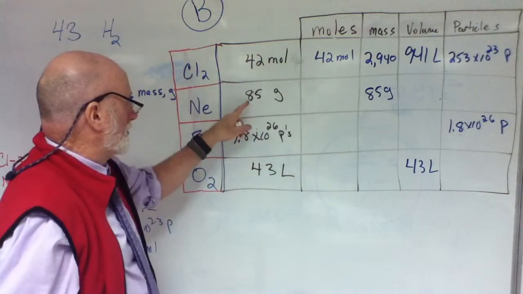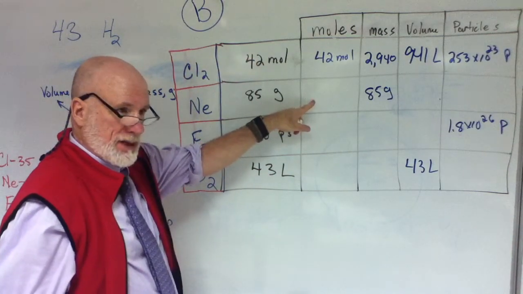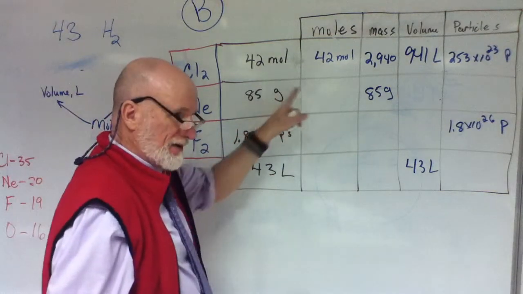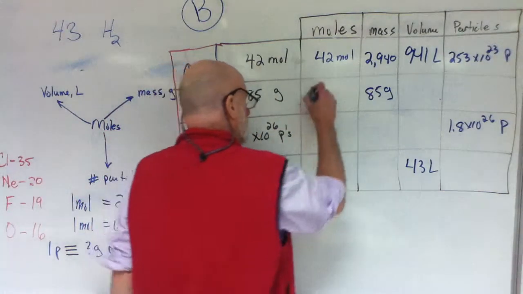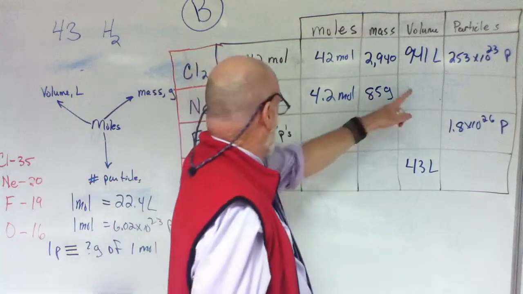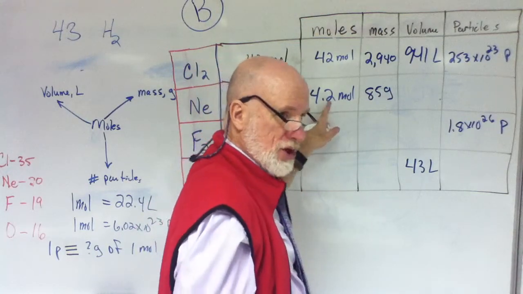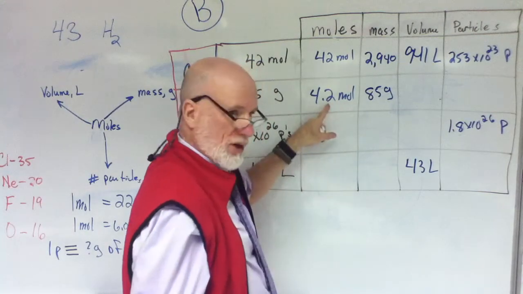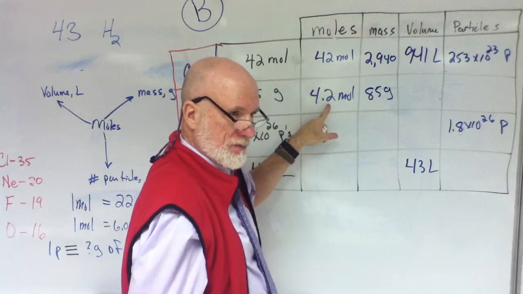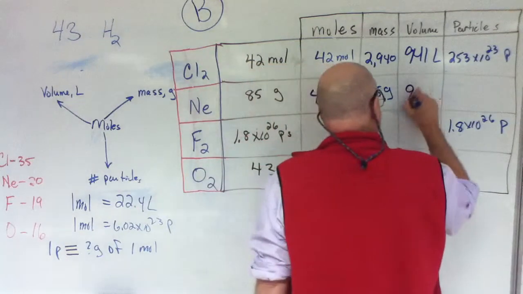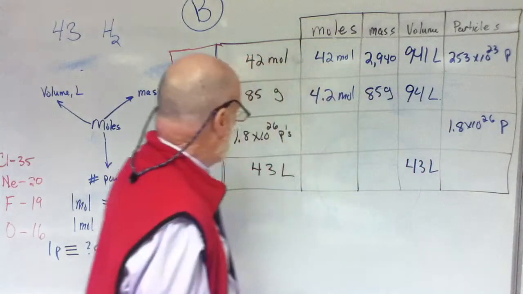Now, 85 grams. How many moles is that? Each mole of neon is 20 grams, right? So what is 85 divided by 20? 4.2 moles, all right? So what about the volume of that gas? It's 4.2 moles. What's 4.2 times 22.4? Quickly, guys. 94.08. 94 liters. Okay.